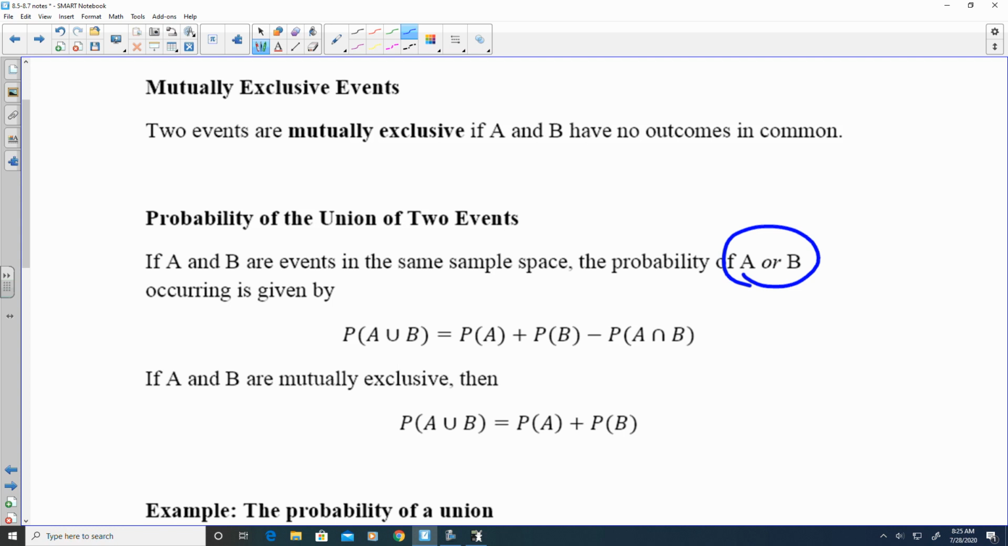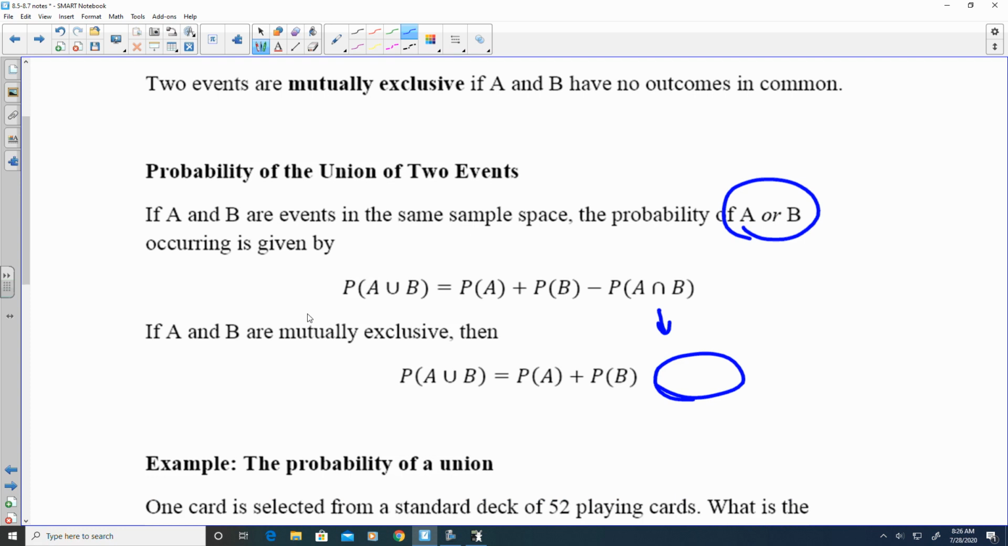But if we know that the events are mutually exclusive, then there is no place that those 2 events occur together, which is why it's missing that piece right there. It's not going to have that if we know the events are mutually exclusive ahead of time. So again, mutually exclusive means that the events are not going to happen together.